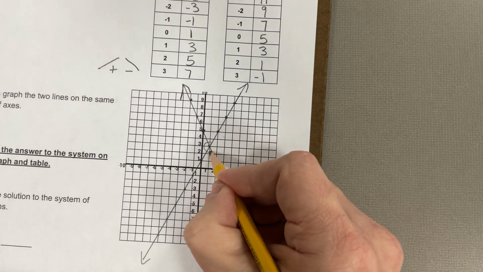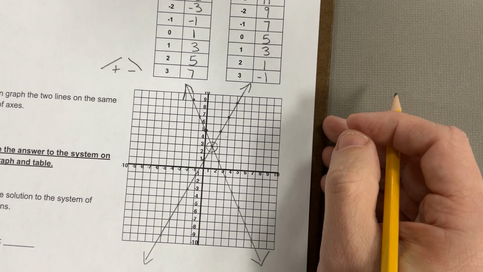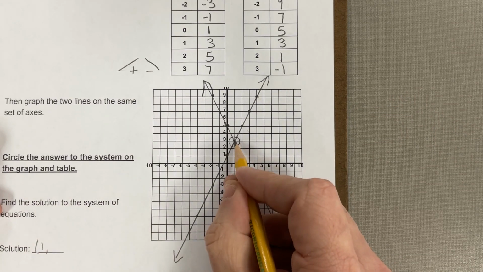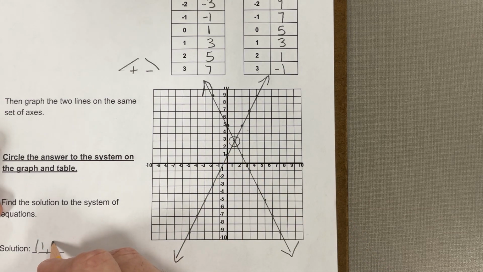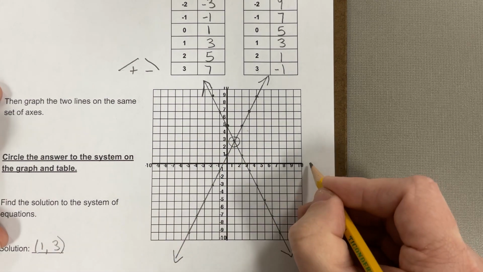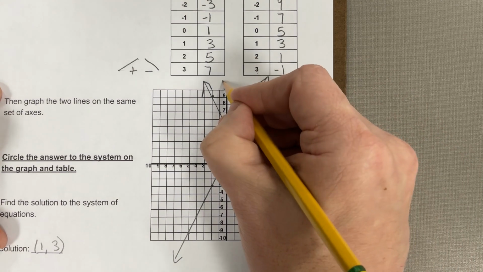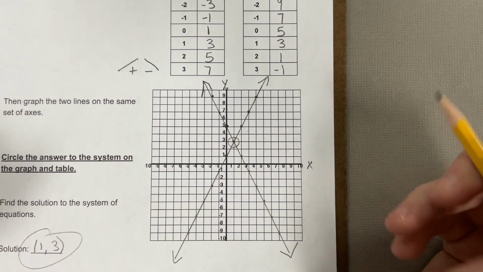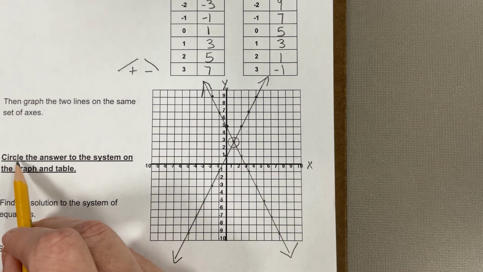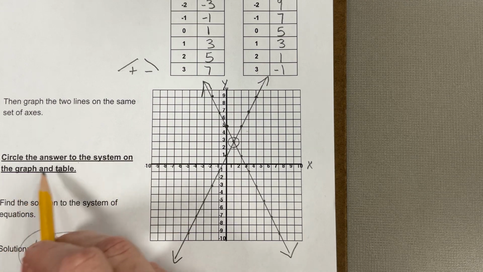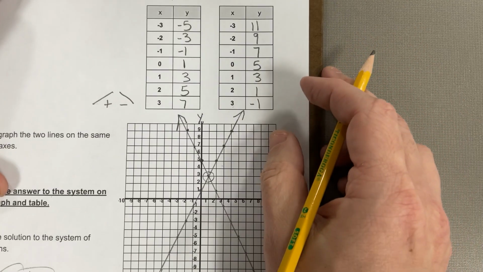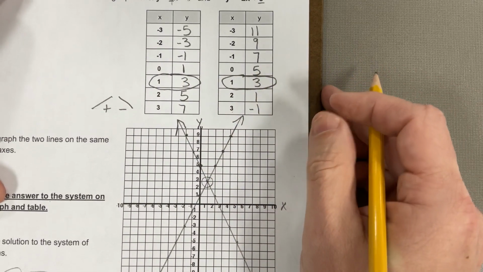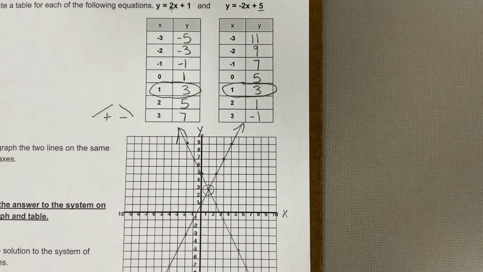And where the two lines crisscross, that's my solution. So I know down here I have to have a set of coordinates. My x is 1, and my y is 3. So remember, this is your x, this is your y. I'm going to circle it. Now you might think, oh, I'm done. But it says, remember, it's bolded and underlined, circle the answer to the system on the graph, which I just did here, and a table. So if it's 1, 3, see how they're the same right there? That's how I find it on an XY table.